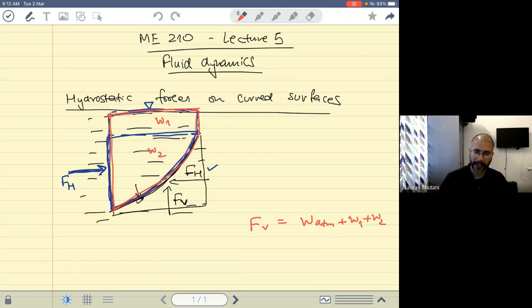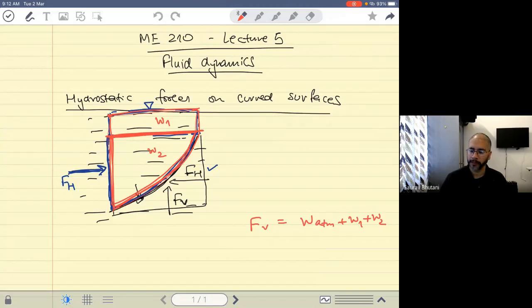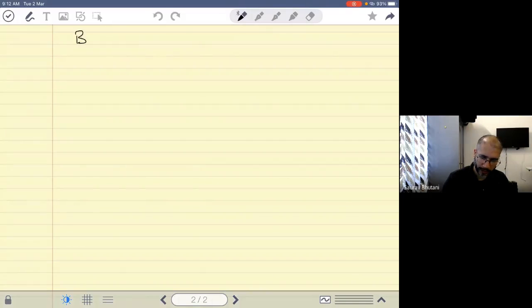To find weight 2, you'll have to find the volume of the liquid in this bottom part, and for that you may require some integration, but that may not be that complicated. So again, there's nothing new that we've learned here. It is simply an application of fluid statics. Okay, the next topic is buoyancy.